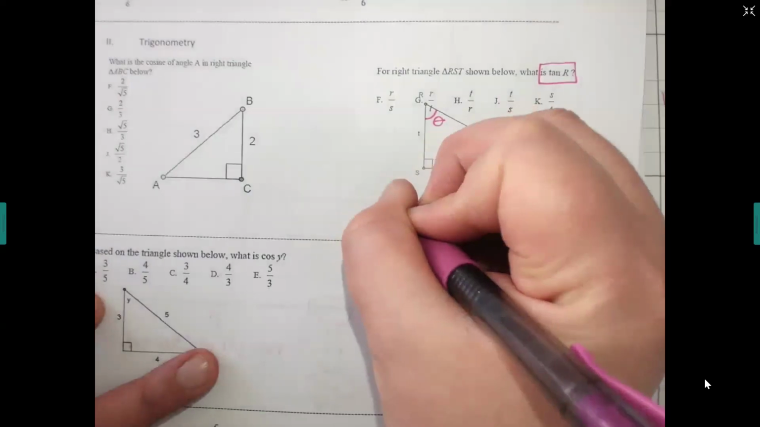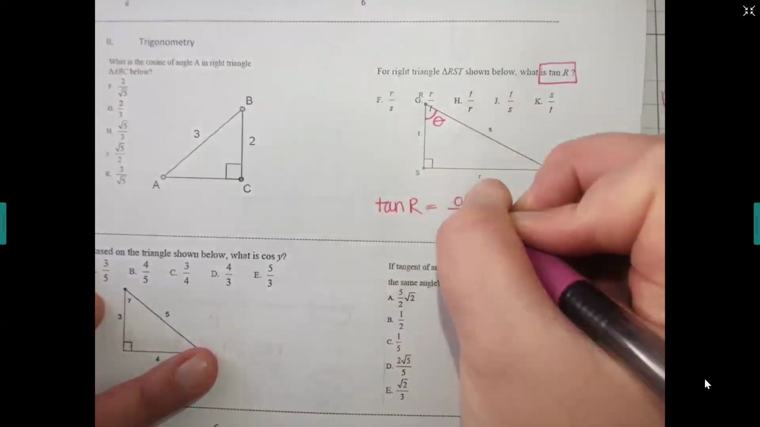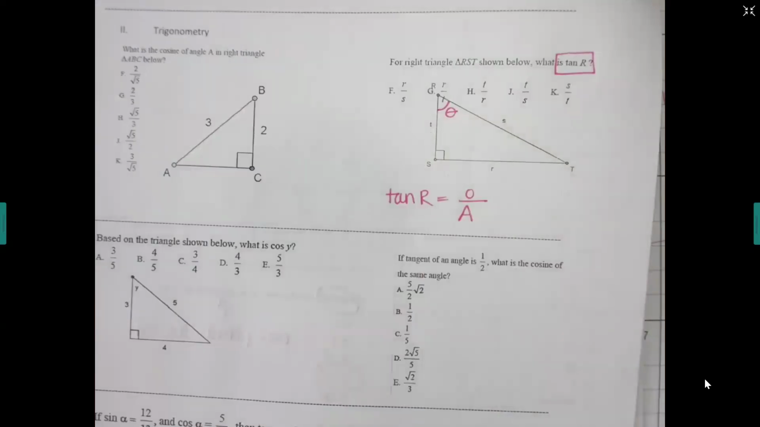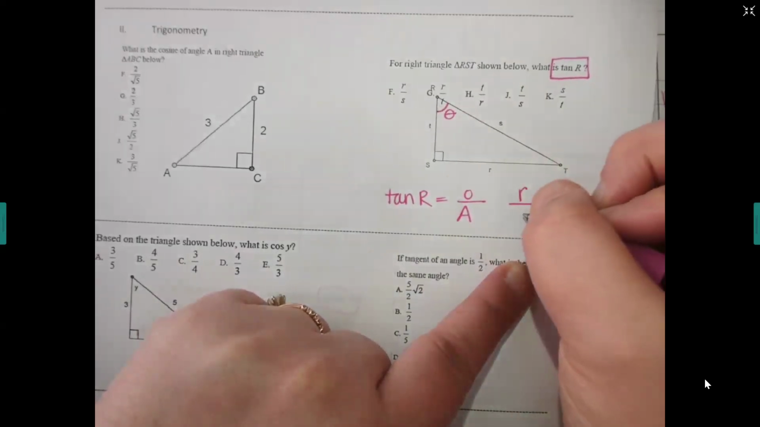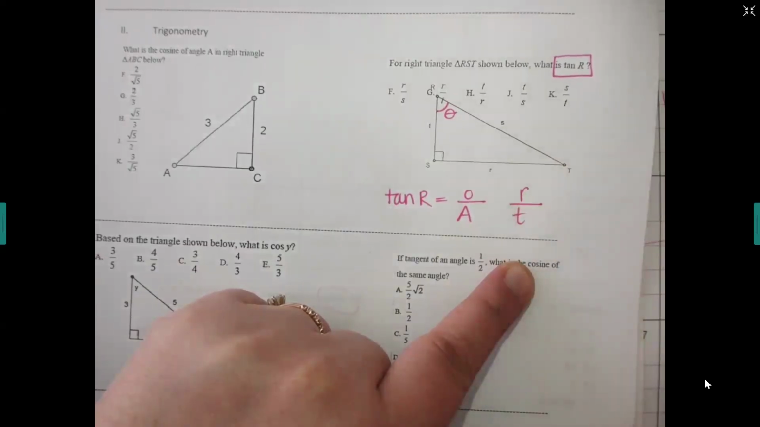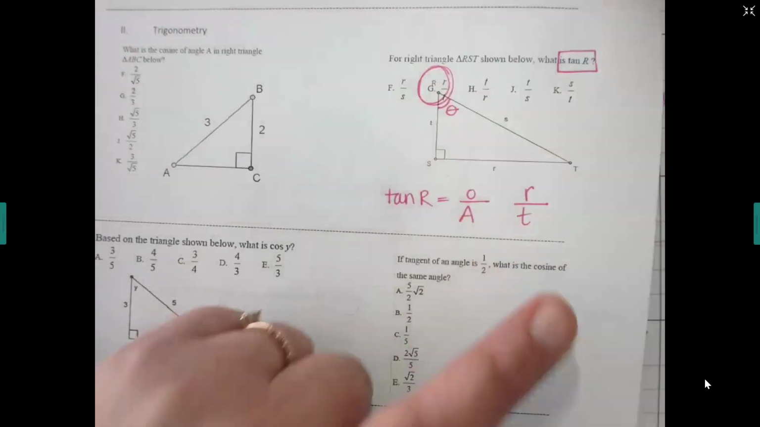And then if I want tan, is that SOH, CAH, or TOA? TOA. So tan R is going to be O over A. Now remember, O stands for opposite, A stands for adjacent, and my theta is up here. Which side, little t, little s, or little r, is opposite from my theta? Little r. And then which side is adjacent to my theta? T. Very good. So it'd be R over T, which is answer choice G.